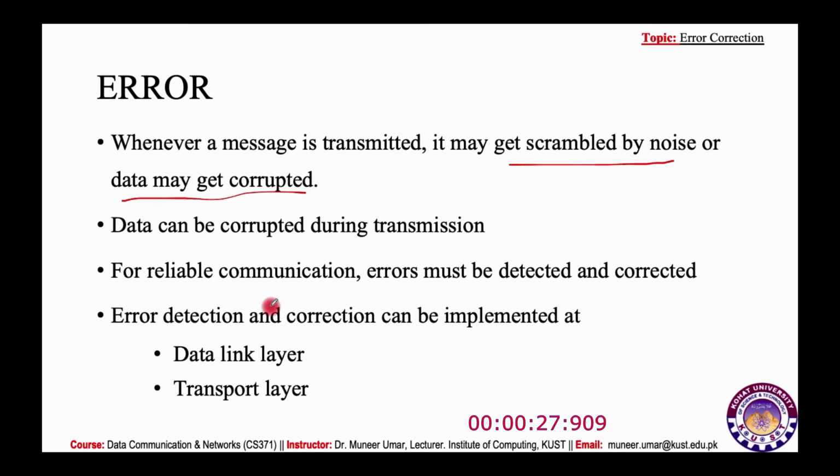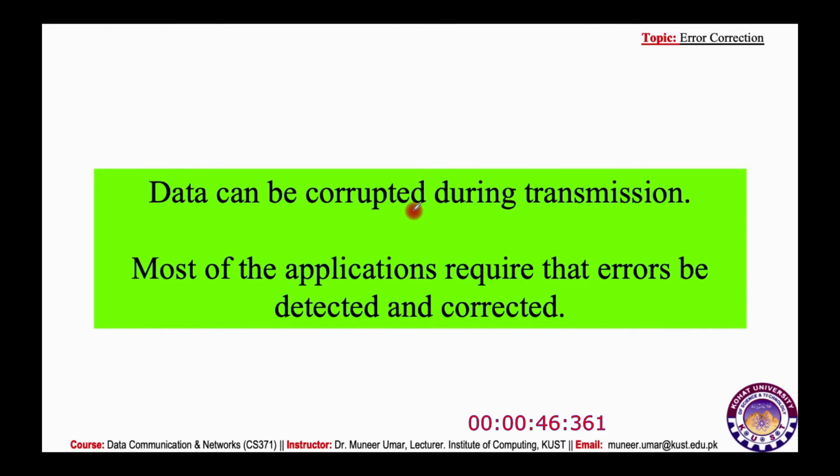For reliable communication, errors must be detected and corrected. So this is obvious. This is the need of communication systems, to get the corrected data before the processing of data. So the error detection and correction are performed at the data link layer and transport layer. Data can be corrupted during transmission. Most applications require that errors be detected and corrected.